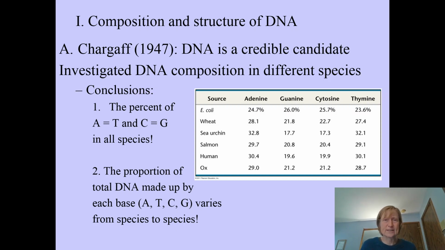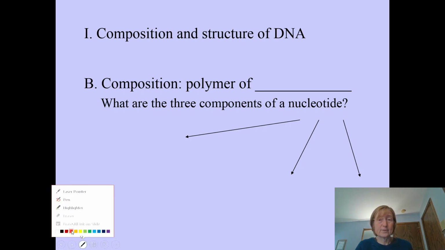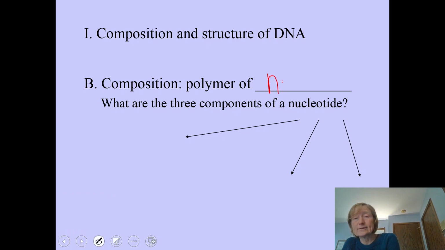Now in the 1940s, researchers had already understood at least some things about the structure. They knew, for example, that DNA is a polymer, and it's made up of nucleotides. So we'll want to fill in that blank right there with the word nucleotides.